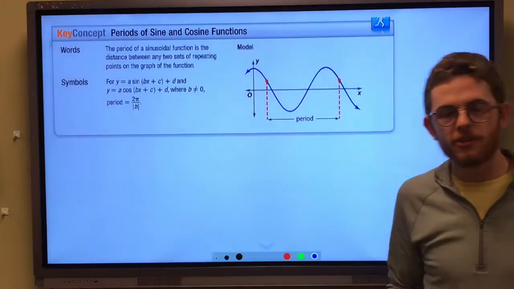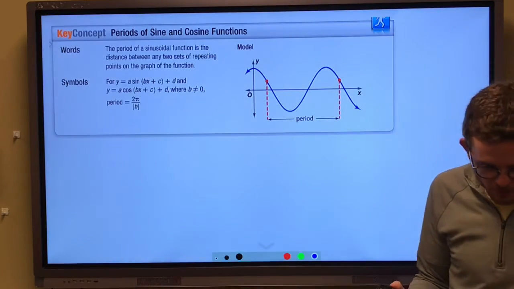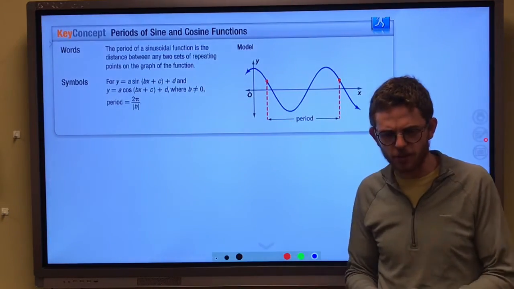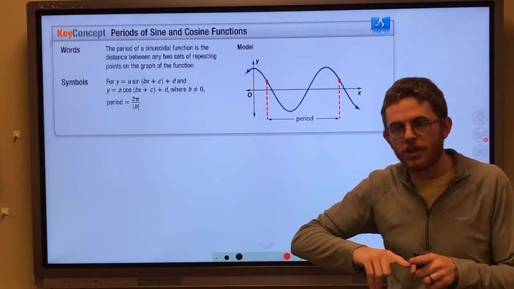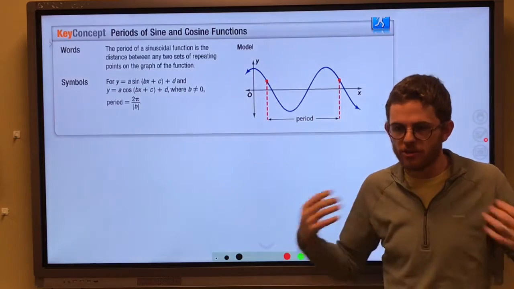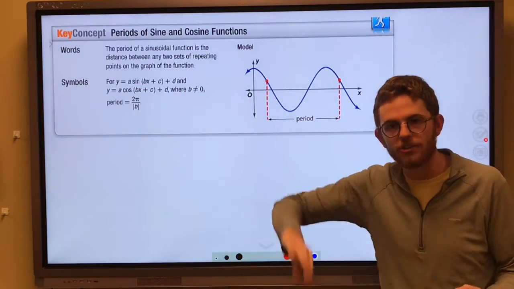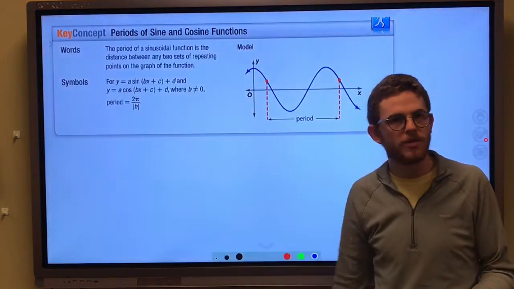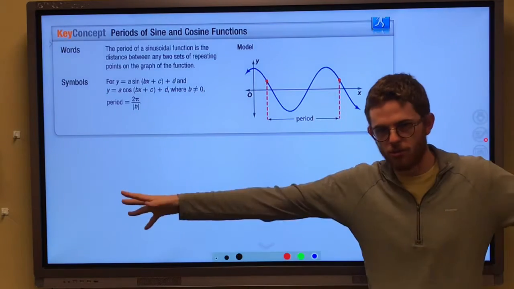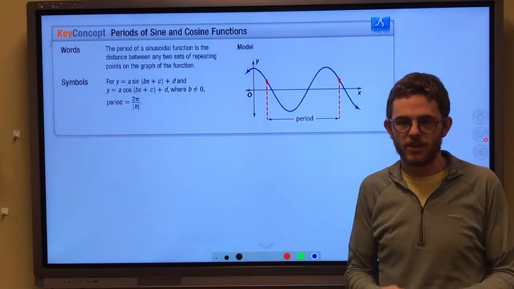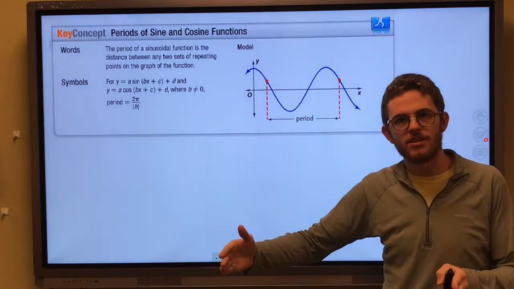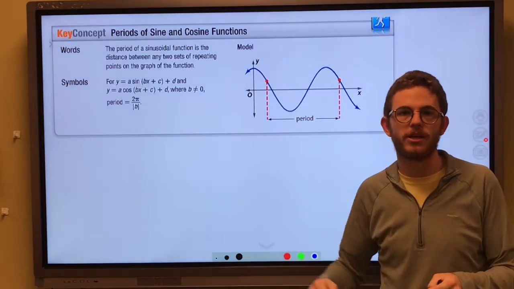All right, so periods of sine and cosine functions. Now, the period of a sine and cosine function is how long until it just repeats what it's been doing. Because we know a sine and cosine function is just going to be oscillating, continuing with that motion forever and ever in both directions. A period is that x distance until it just starts repeating again.